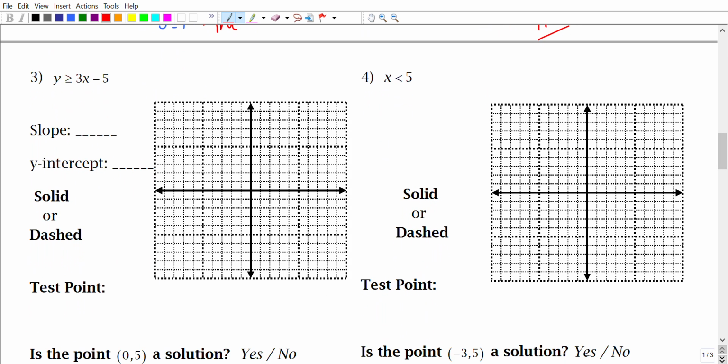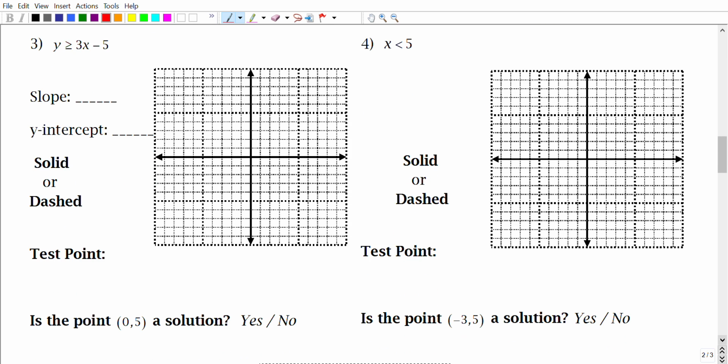Okay, what I want you guys to do is to try out number 3. So go ahead and pause the video right now and try that one out.